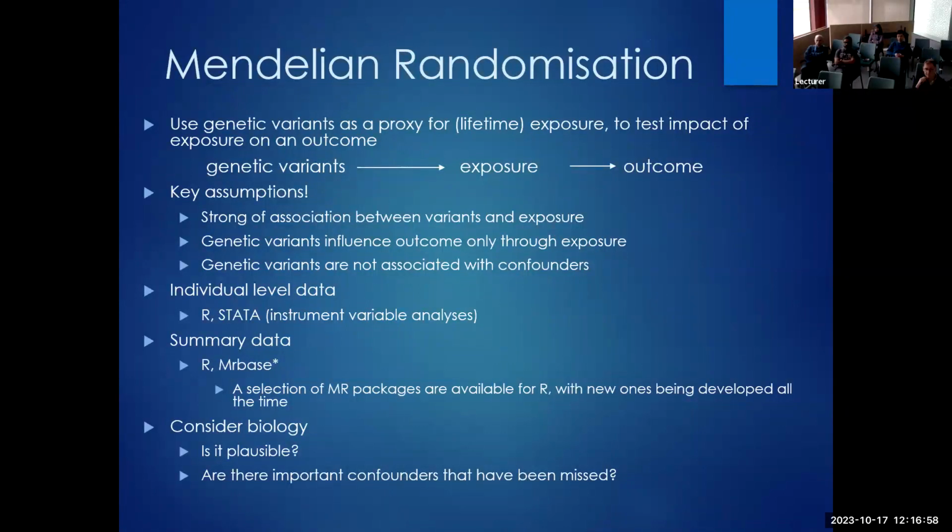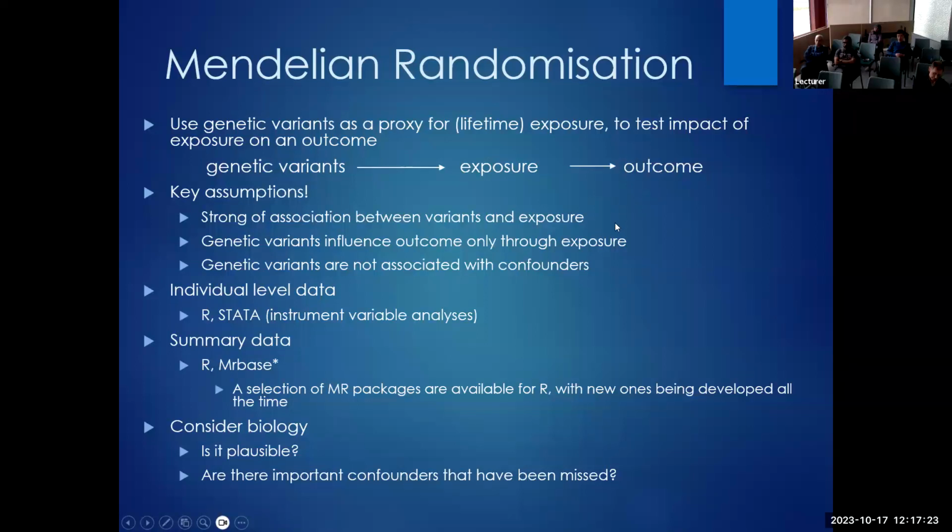We can use Mendelian randomization. So we use genetic variants as a proxy for lifetime exposure, and we can test the impact of exposure on an outcome. So genetic variants are used, so we could have BMI here as the exposure, genetic variants associated with BMI, and then we can test the impact on, say, heart disease or depression.